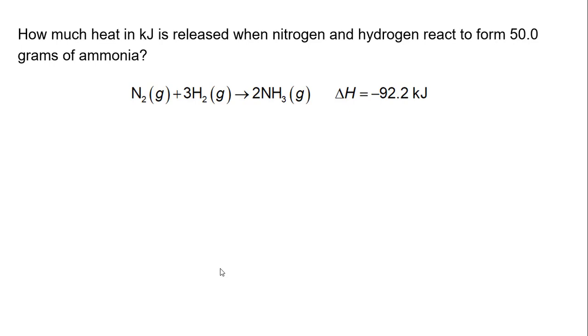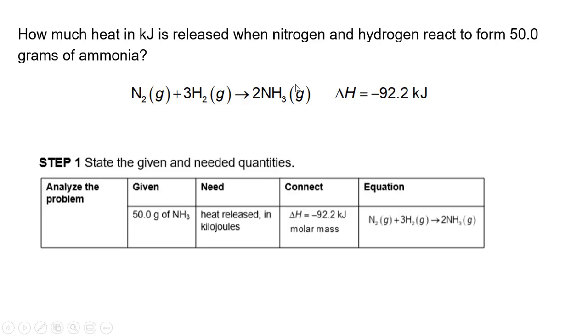How much heat in kilojoules is released when nitrogen and hydrogen react to form 50 grams of ammonia? Now let's look at this problem. We only have one amount to start with. It's asking about how much heat has been released. So it's an exothermic reaction, and we can see from delta H it's a negative. This means that it is negative 92.2 kilojoules for 1 mole of nitrogen, negative 92.2 kilojoules per 3 moles of hydrogen, and negative 92.2 kilojoules for 2 moles of ammonia.